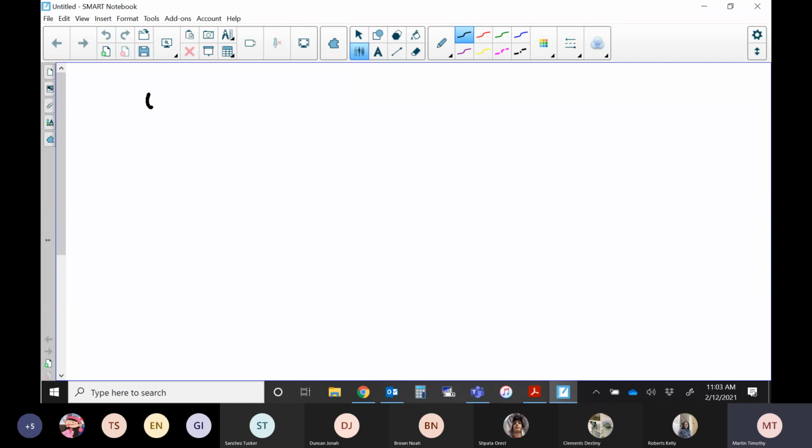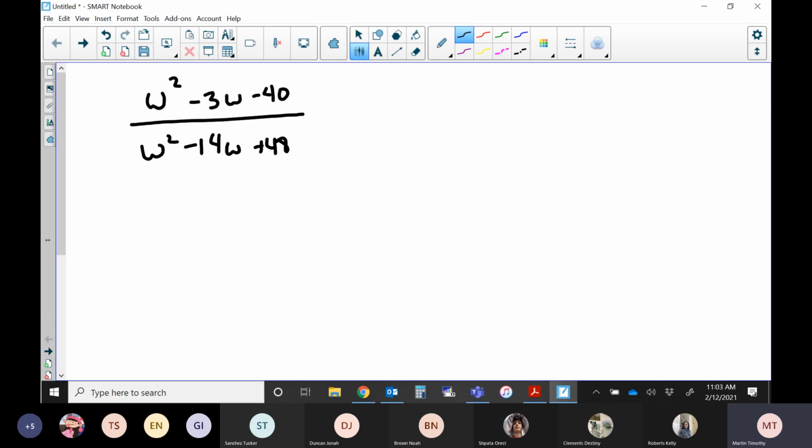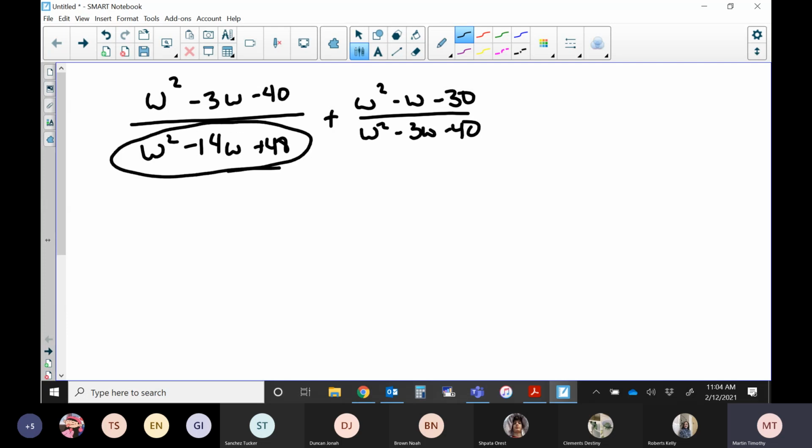Number 1, w squared minus 3w minus 40 over w squared minus 14w plus 48 plus w squared minus w minus 30, all divided by w squared minus 3w minus 40. So what I'm going to do is look at this and realize that this is not an equation, which means that I have certain rules that I can and can't follow. One, I cannot multiply everything by the same number because it is not an equation. So the only thing I can possibly do is make these have the same denominator.